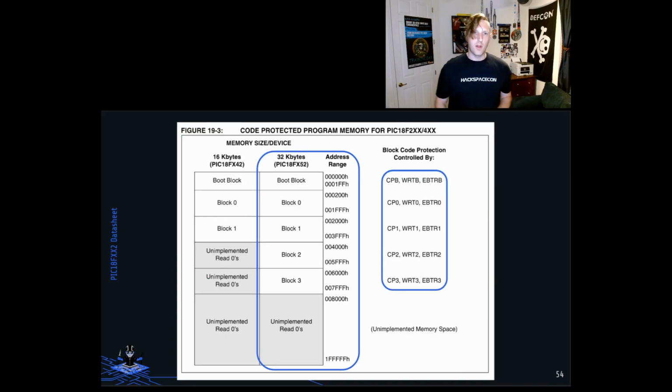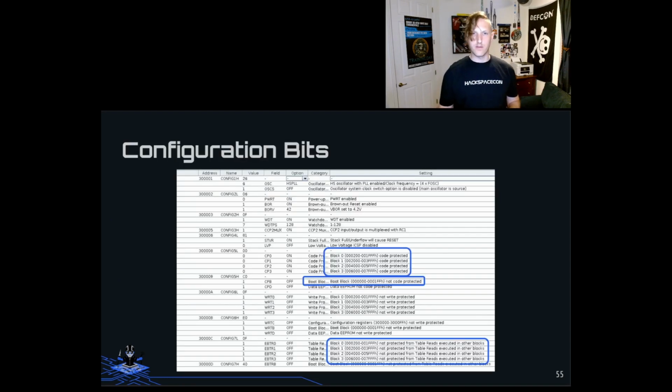And as we look at the memory map here, we can see that the program memory is broken up into different blocks. We have a boot block, and then block 0, block 1, block 2, block 3. Each of those blocks has code protection that's controlled by a few different bits. And each one of those flags will end with B for the boot block, or 0, 1, 2, 3, depending on which block we are looking at. And each of those can be individually configured.